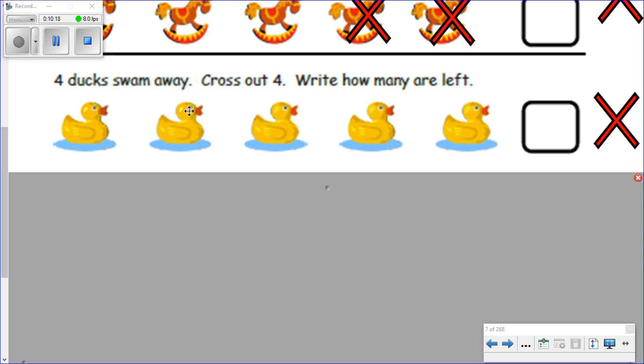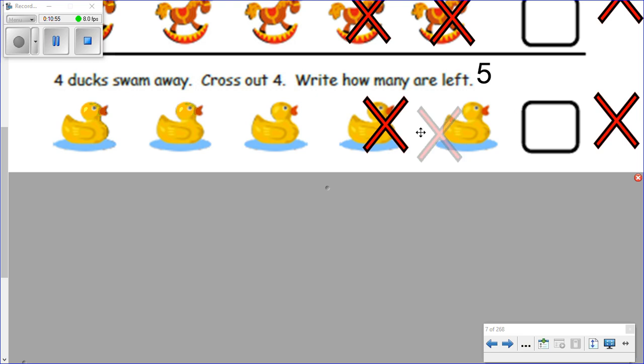And it's ducks. Look at the ducks. Ready? 4 ducks swam away. Cross out 4. Write how many are left. First, we need to count them all. Our starting number, 1, 2, 3, 4, 5. We're starting with 5. Now let me go back to read. Cross out 4.